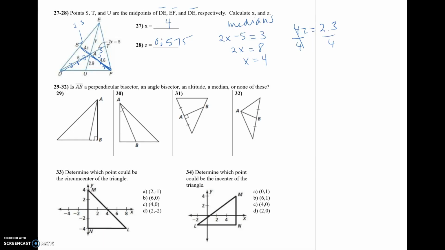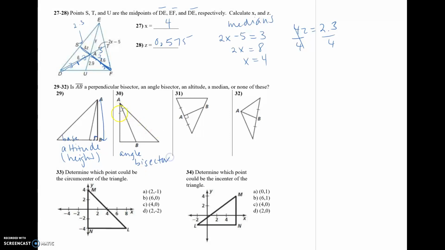All right, questions 29 through 32. I think we went over these in class actually. In 29, segment AB is an altitude. Remember, that is the same as saying the height of a triangle. And we could tell that because it makes a right angle. This would be the base, and it goes from the vertex down to the base. And 30, that is an angle bisector.